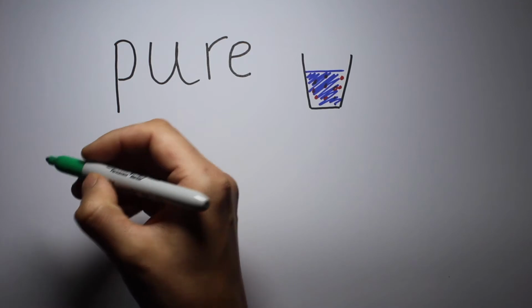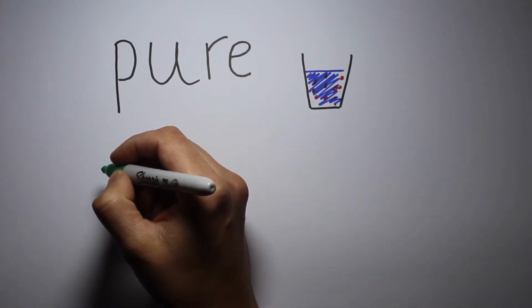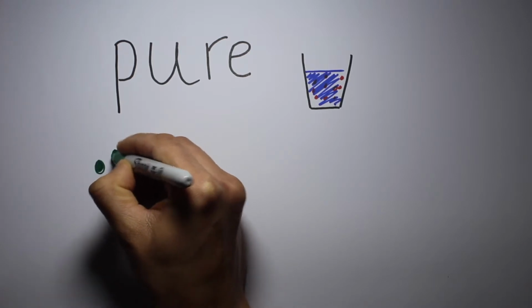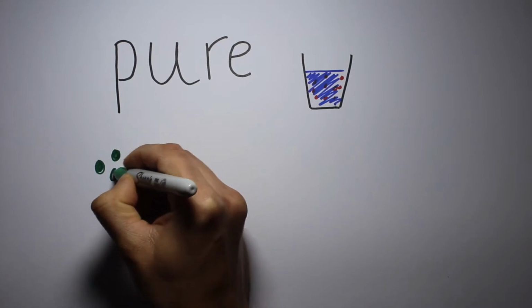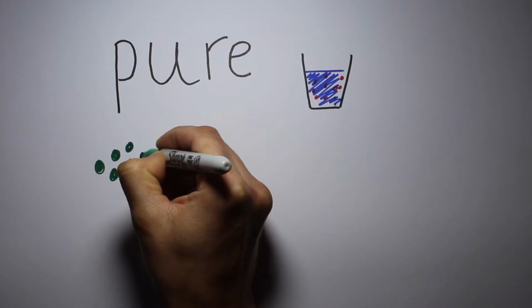The first example is P. What word can we use that starts with the sound of P? That's peas. Let's draw some nice big green peas. These are some nice green peas. There are about 6 of them.